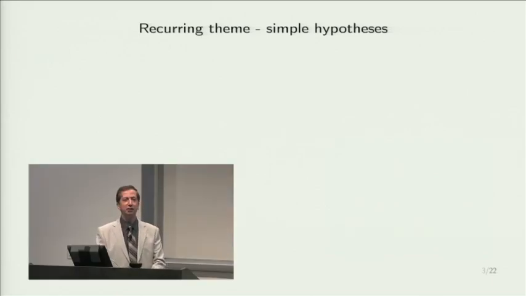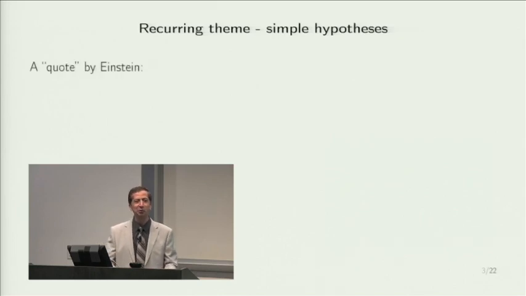There is a recurring theme in machine learning and in science and in life in general that less is more, simpler is better, and so on, okay? And there are so many manifestations of that, and I just chose one of the most famous quotes. I put quote between quotes because it's not really a quote. He didn't say that in so many words, but at least that's what people keep quoting Einstein as saying.